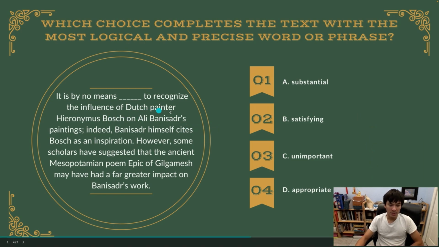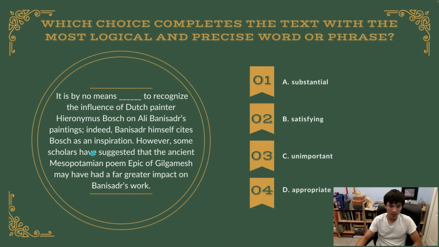What we're looking at here, once again, is the idea that it is by no means something to recognize the influence of one person on another person's paintings. So we're saying that the second person himself cites the first one as an inspiration. So we're saying that Bosch had an influence on Ali's paintings, and he himself cites Bosch as an inspiration.